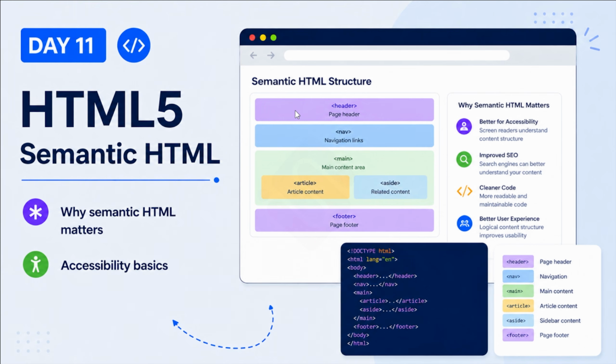So think of it like labeling rooms in a building. Instead of naming every room a room, we use labels like kitchen, bedroom and office. This makes the building easier to understand. Semantic HTML works the same way for a web page.